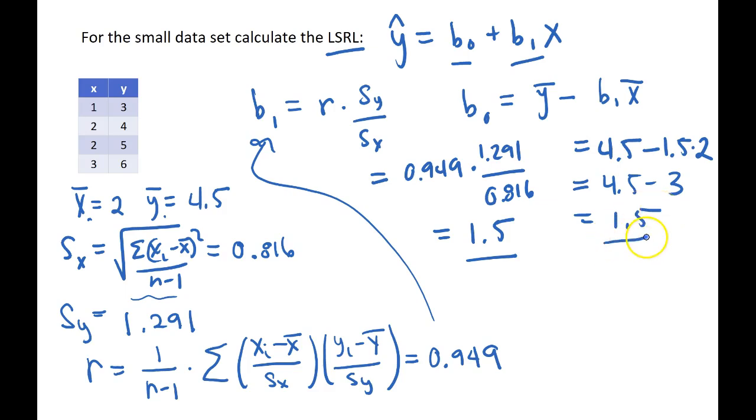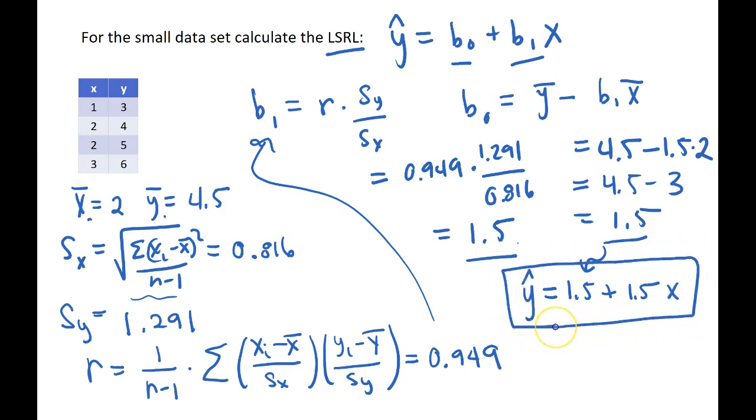So it turns out that our intercept and our slope are actually the same thing. That is just kind of a fluke that doesn't typically happen, but it did in this example. So y hat is equal to 1.5, that's my intercept, b naught, plus my slope of 1.5 times x. So this is the least squares regression equation.